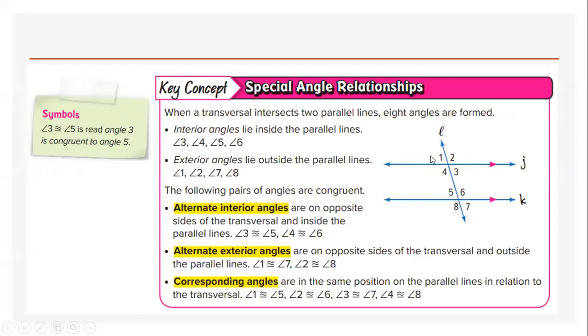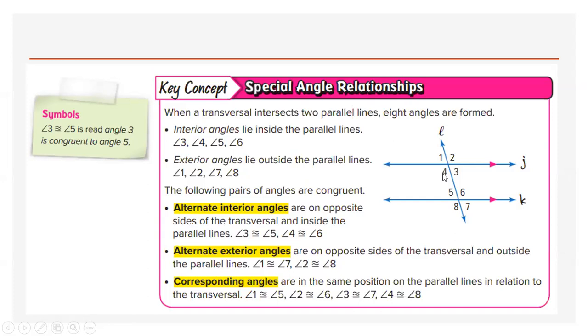So angles 3, 4, 5, and 6, all of them are inside, so we call them interior angles. But angles 1, 2, 7, and 8 are outside, so we call them the exterior angles.